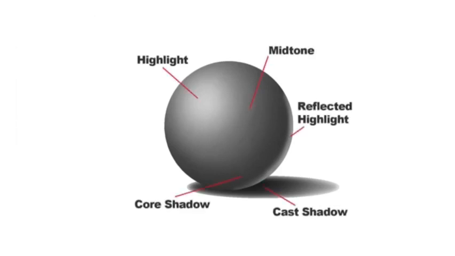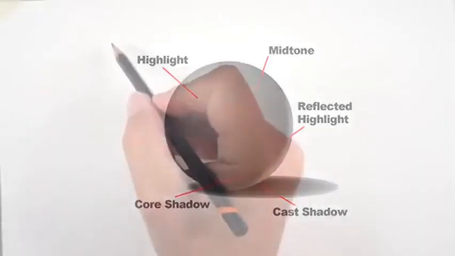Now, these locations include the highlight, the area on the form where light is hitting most directly, the midtone, which is a location of middle value, the area of core shadow, where the value is usually the darkest on the form, a reflected highlight, where light is bouncing back off of objects that surround the form, and an area of cast shadow, where light is prevented from hitting because the form is in the way. Now let's take a look at a few practical examples.